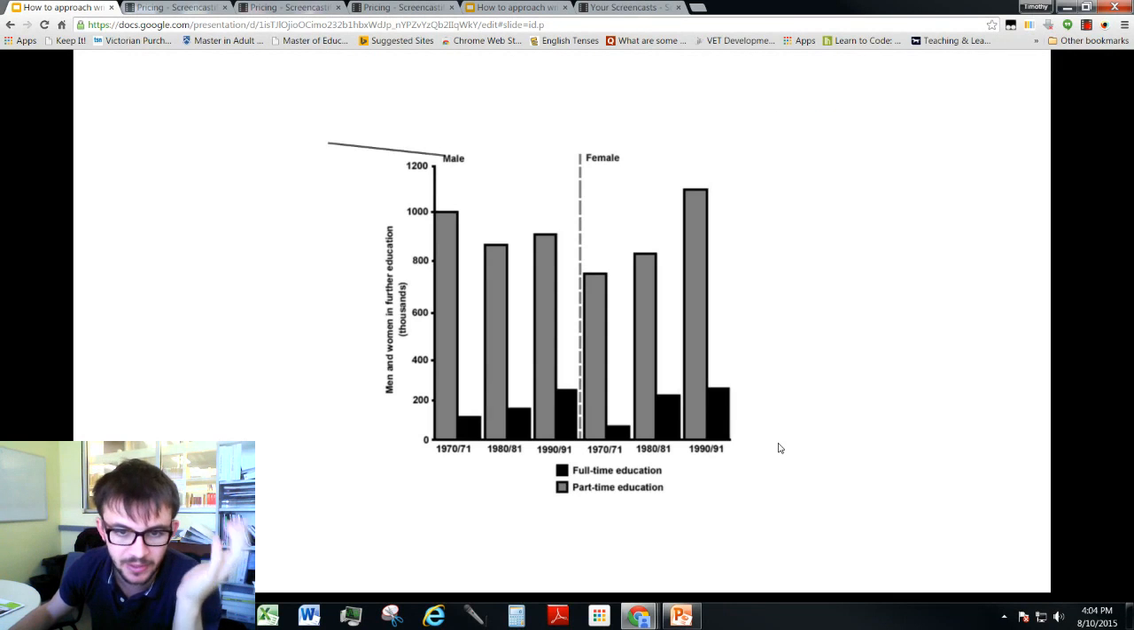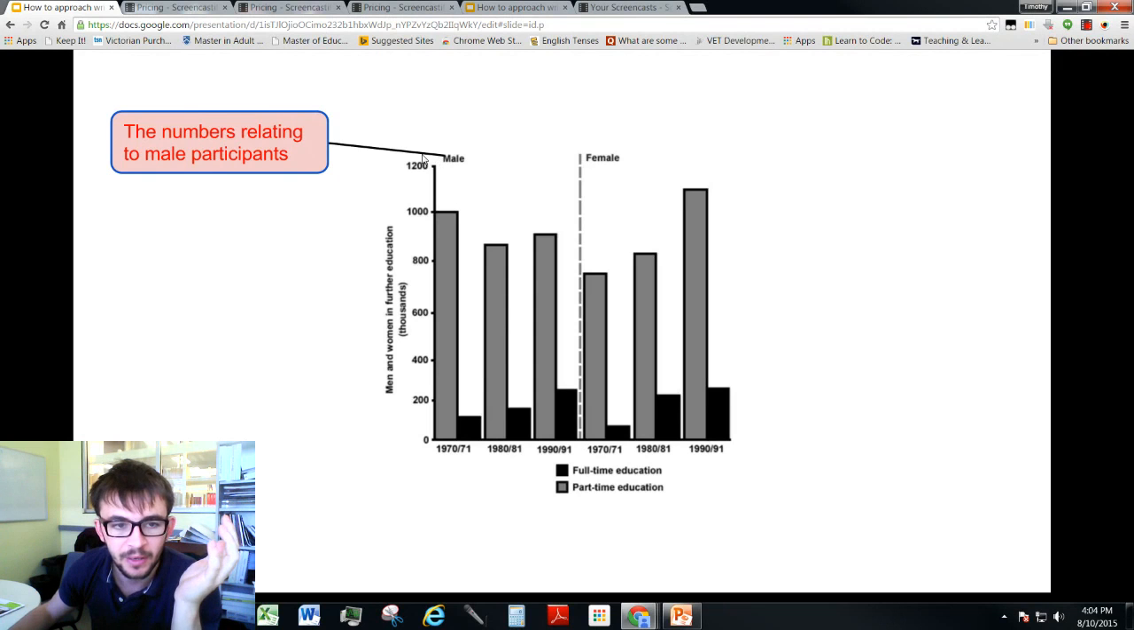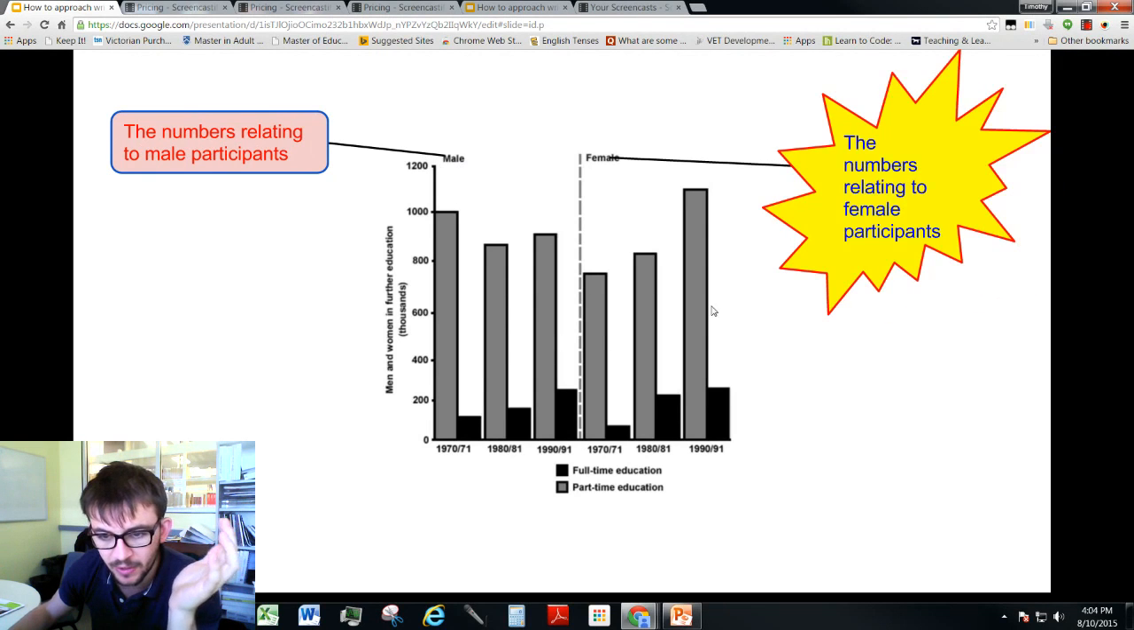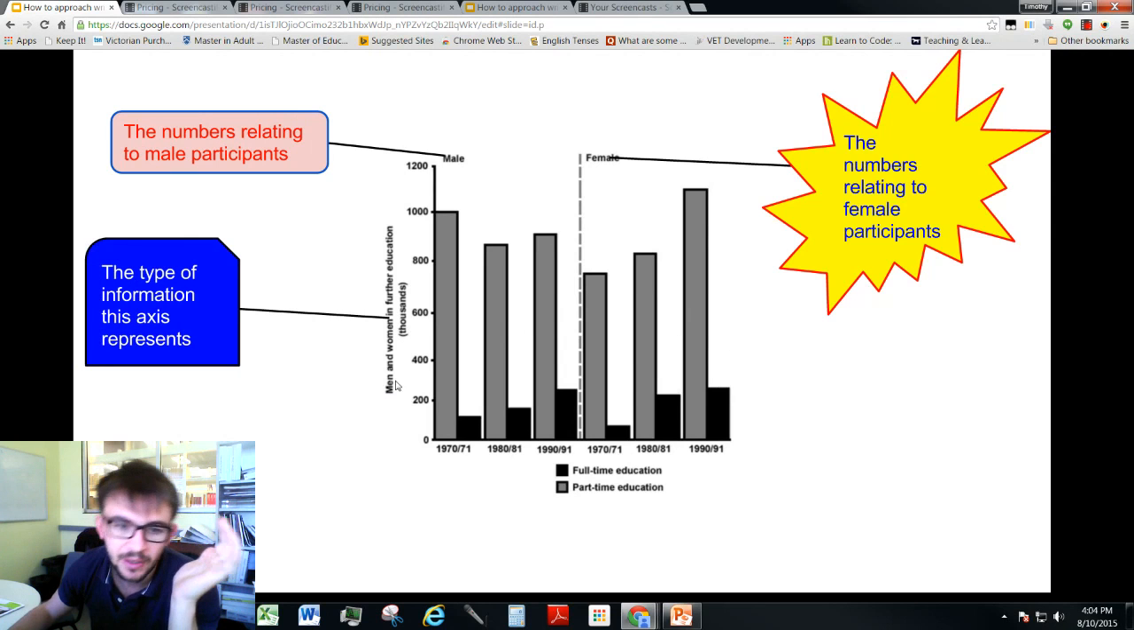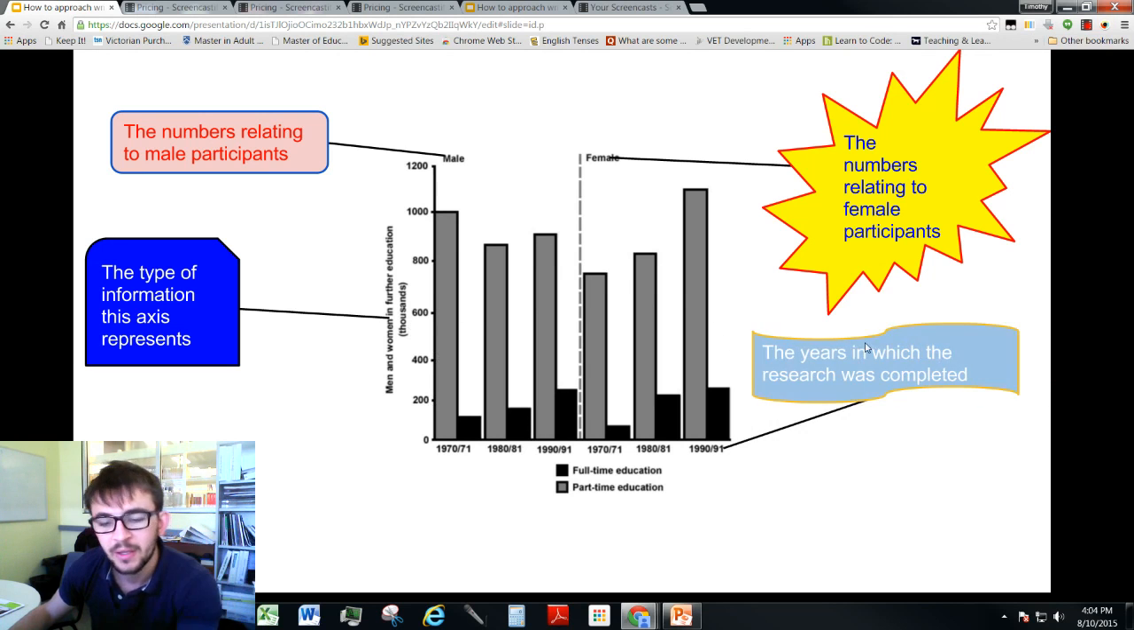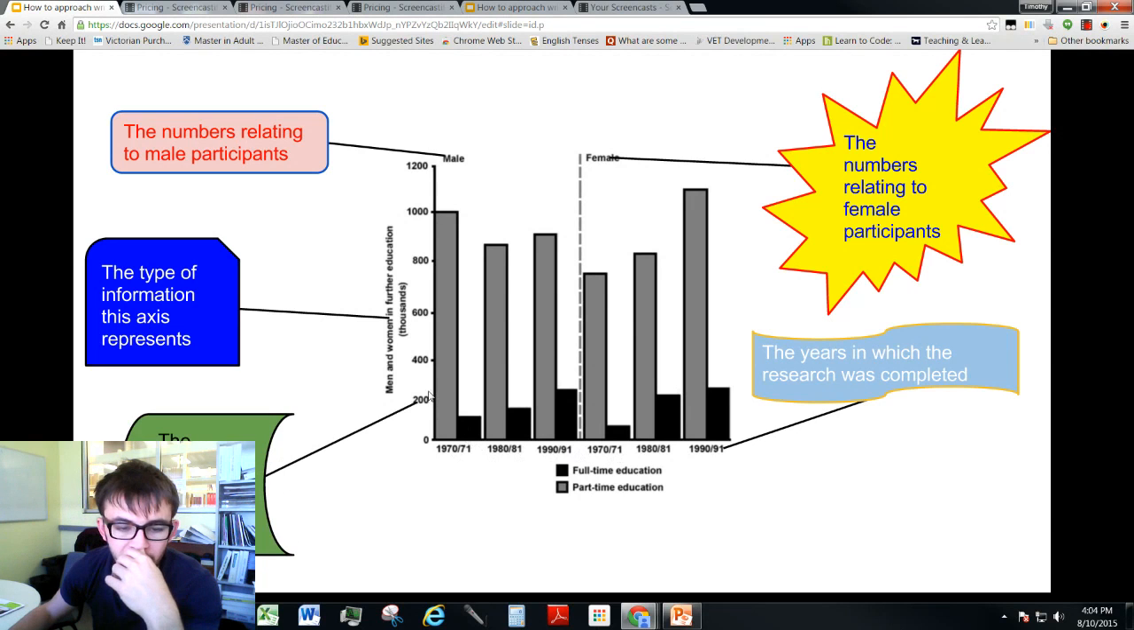You should take a minute just to understand the information. This is the number of male participants on this side of the graph, the number of females on this side. This is telling you that this is the number of men and women in further education in the thousands. Now, I've had so many people miss that, and they think that this just represents 200, 400, 600, 800. On this side, you've got the years, 1970, 71, 80, 81, so on. And then you've got the numbers, 200, 400. But this is in thousands, so it's 200,000, 400,000, 600,000, right up to 1 million.